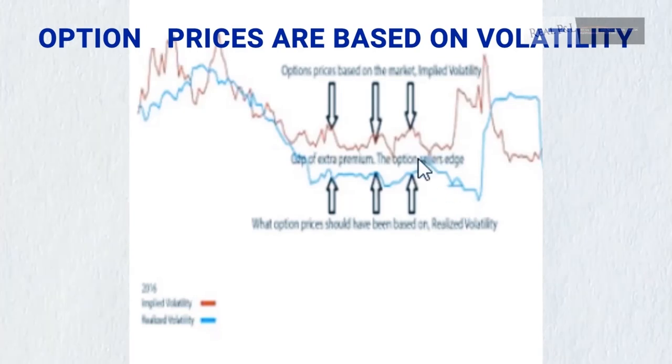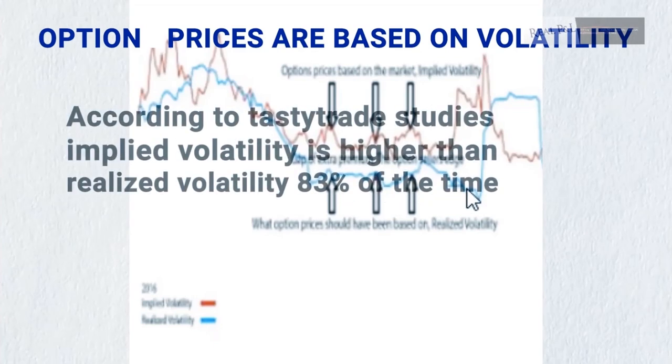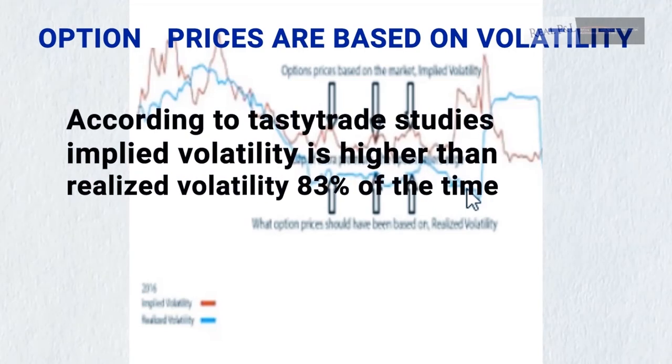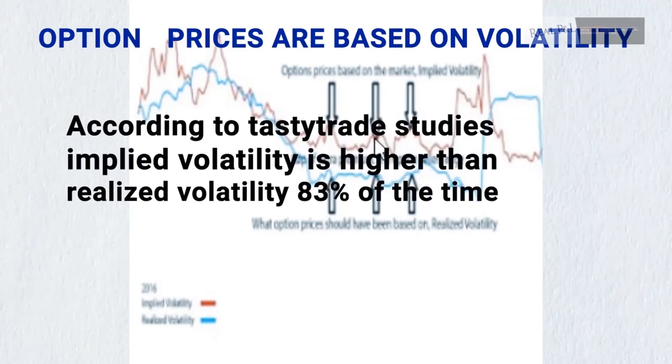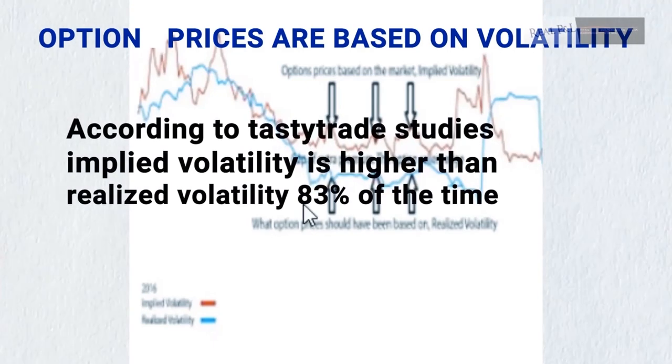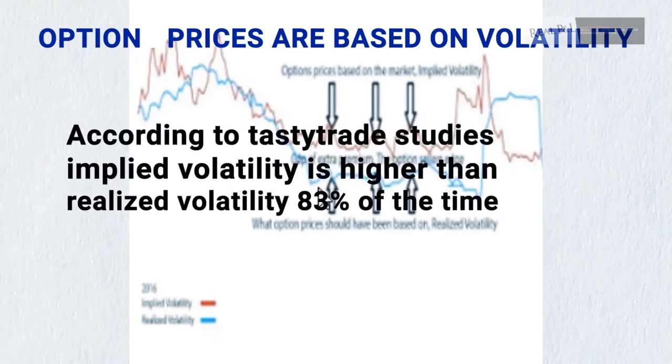So options are based on volatility. Their pricing is based on volatility. So what happens is people believe, or the market believes, that the options are worth more, this red line here, than they really end up being worth when you get all done. And about 83% of the time, approximately, implied volatility, or what people think, the price of options is higher than the realized volatility, than the actual volatility, or actually what happens.